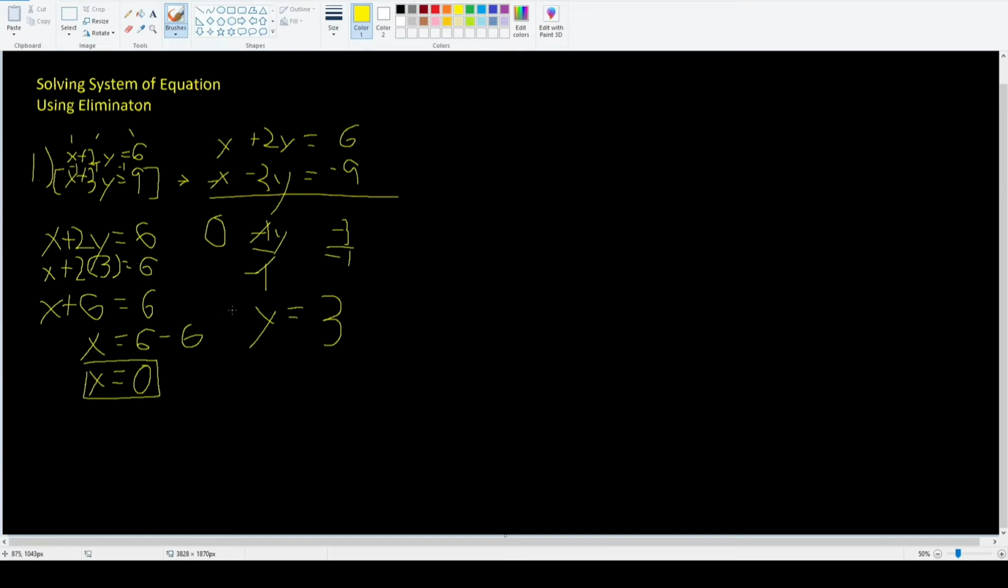So here are your answers. x equals 0, y equals 3. And this is how we're going to write down the finished product: (0, 3). Simple. Very easy to understand.